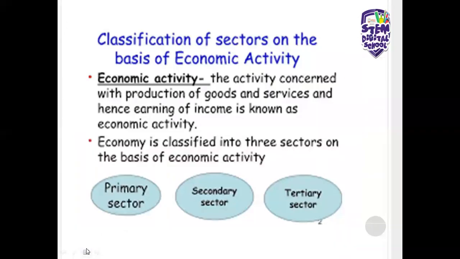Right, on that one you will see still the three sectors, but what I've done here is that you need to give an overall definition of the three economic sectors. So what is basically the economic sectors? They say the activity concerned with production of goods and services, and hence earning of income, is known as economic activity. Economic activity is classified into three sectors, and you already know the three sectors: primary, secondary, and tertiary. So what is the economic sectors? If you need to give a definition, then it is an activity concerned with the production of goods or services to make an income at the end of the day.